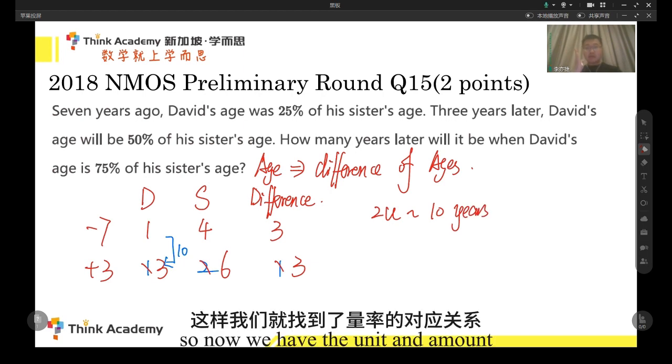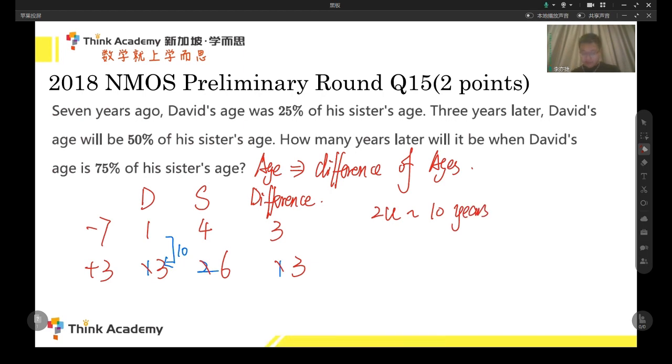So now we have the unit and the amount. We can find 1 unit equals 5 years. Then we can get David's original age with 5, 20, and then 15, 30, right? The difference remains the 15 years.